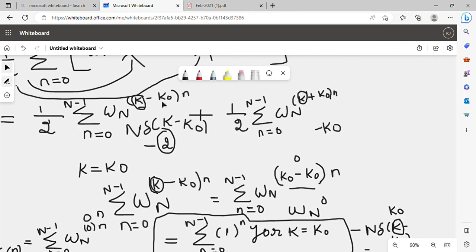If I simplified that, the resultant is n delta of k minus k naught. For here I got n delta of k plus k naught.